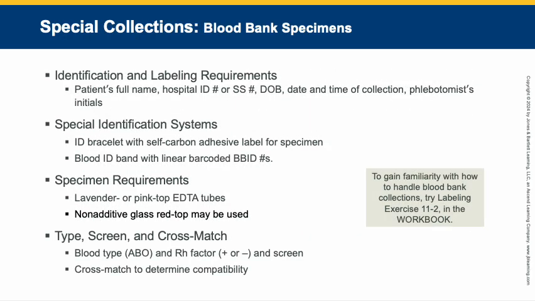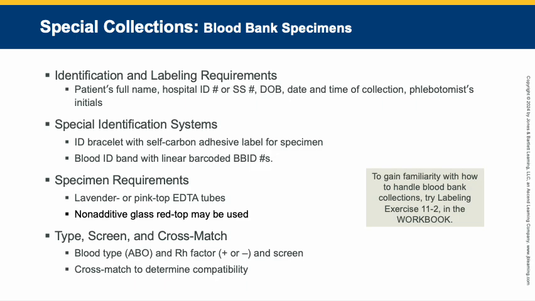Okay, so we are going to start with blood bank specimens. Blood bank specimens, this is for transfusion, so remember this is when they are getting a blood product. The identification and labeling requirements, please make note of these. They have to have the patient's full name, not just first name, full first and last name, and if they have a middle initial on there, the hospital ID number or social security number, the patient's date of birth, the time and date that you collected that specimen, and also your initials.